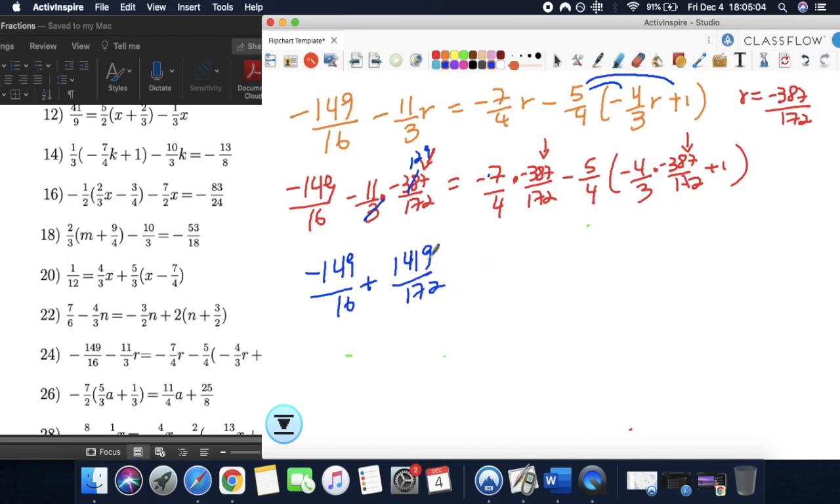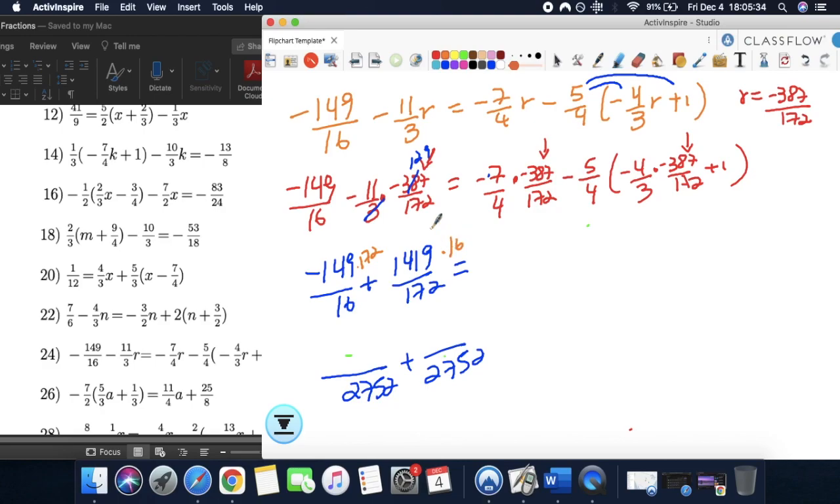Does 172 and 16 have any common factors? Yeah, there's 16. No, they don't. Okay, let's just continue with this side. So the LCM, because I'm lazy, I'm just going to multiply 16 times 172. I don't think that's the LCM, but the denominator would be 2752, which means I have to multiply this by 172 and this by 16.